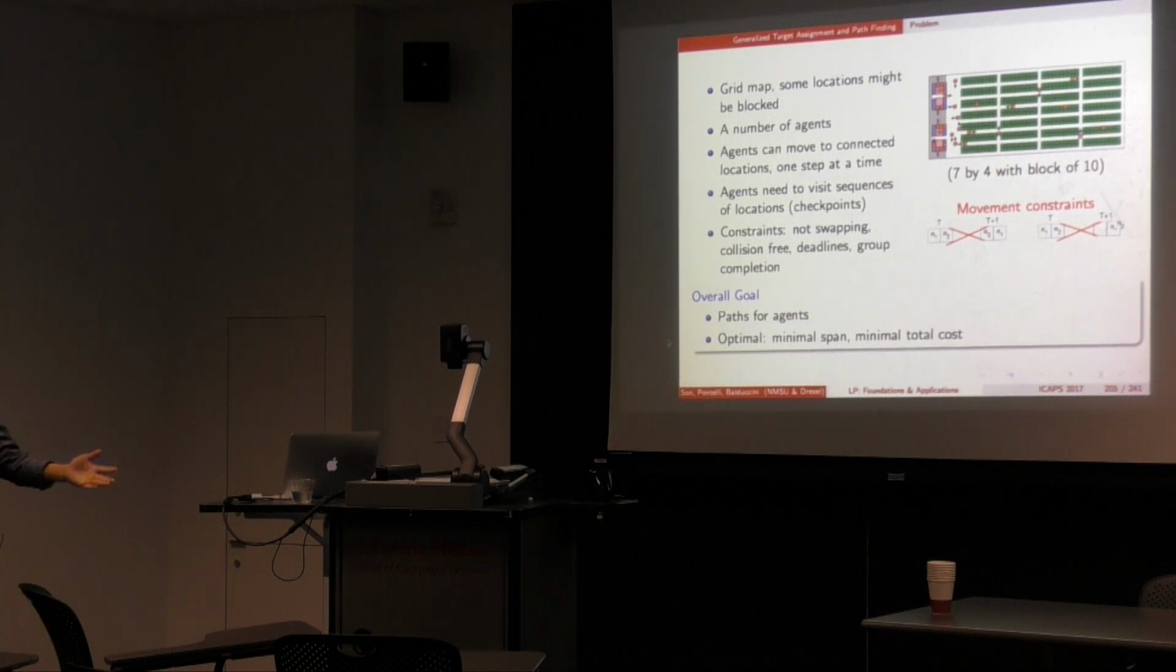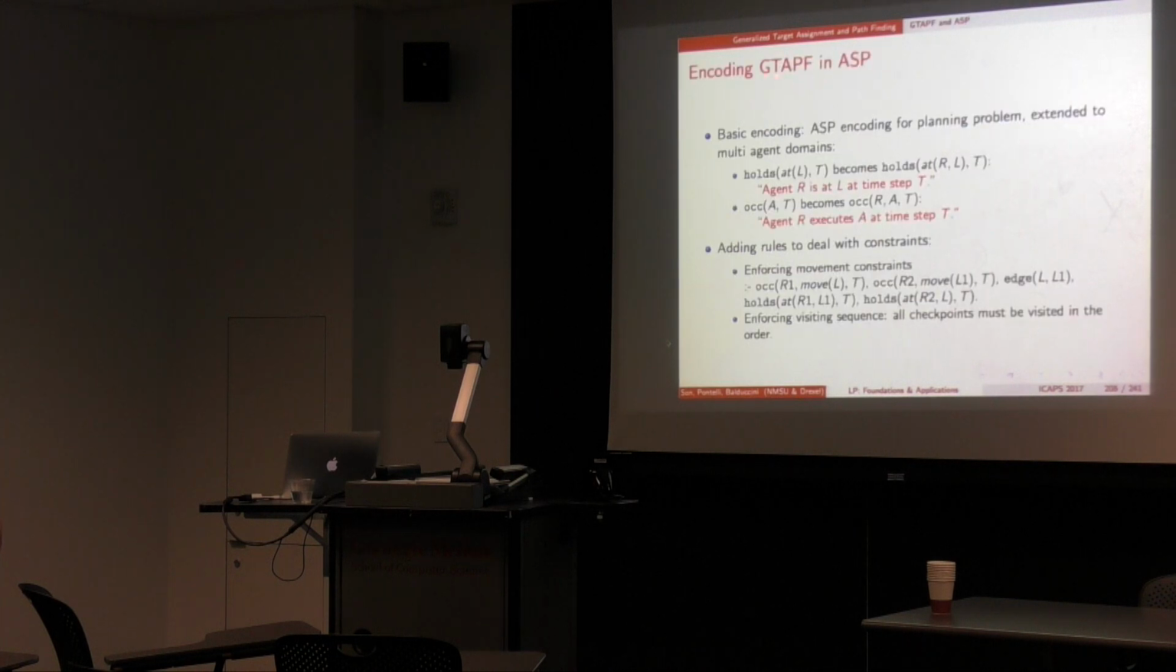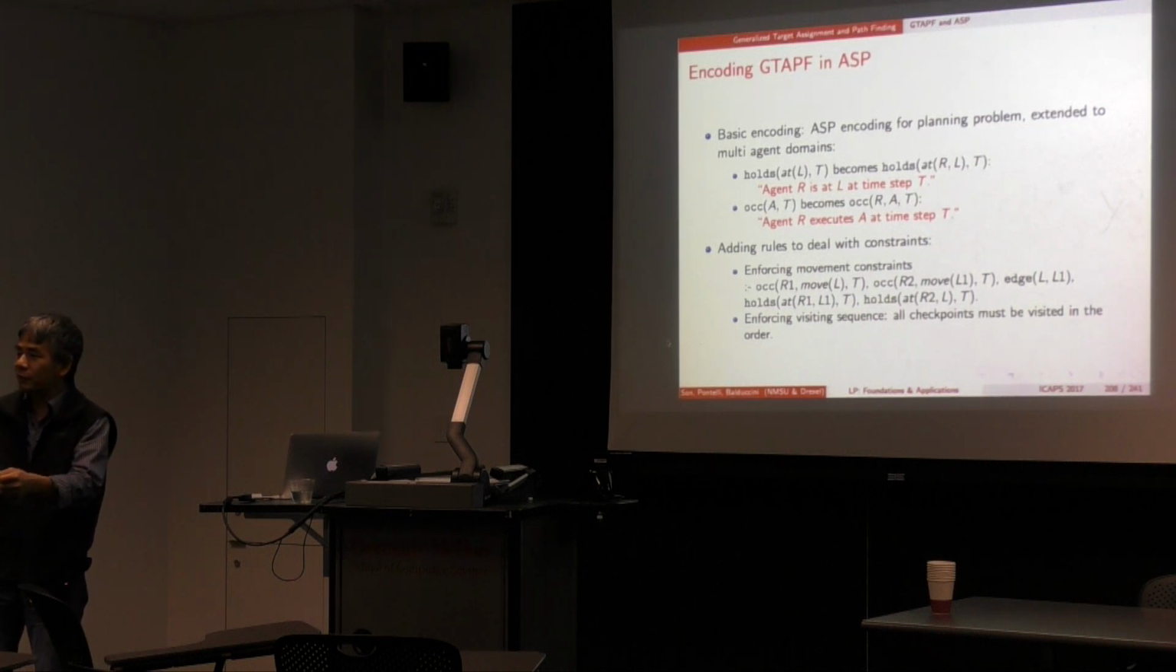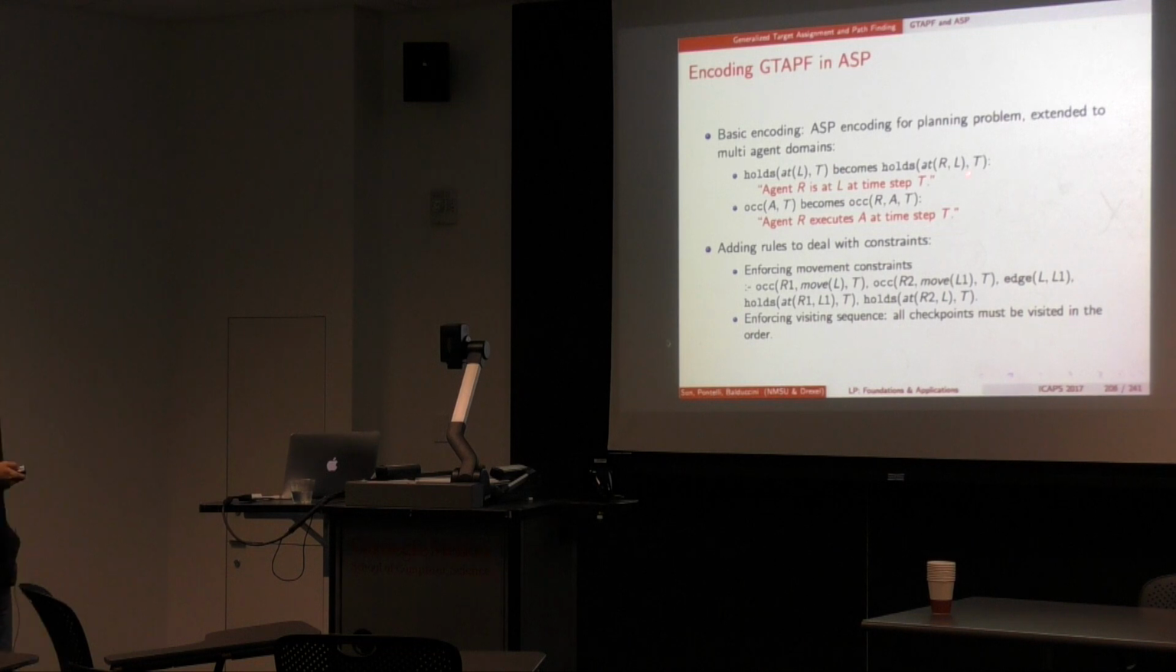Now, what we have done so far is that we can easily encode this problem in ASP. Previously we had this predicate, say holds(L, T), to say that something is at location L at time T. Now we have to attach the robot: the robot R is at the location L at time T. And then we also have to specify the connection between the action execution and the robot, the agent. So we have this kind of thing.